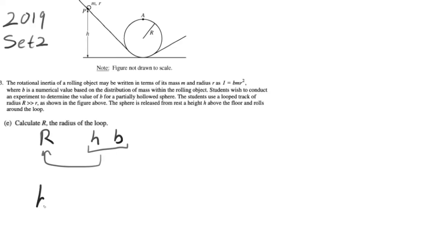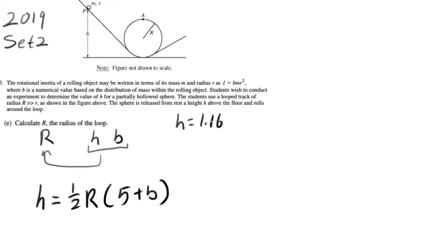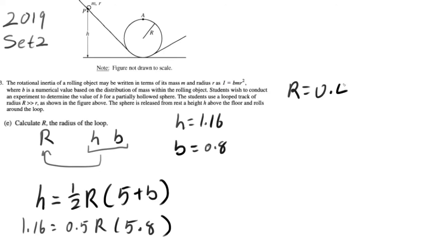We got that H equals 1/2 R plus B. Since we have this relation from part B, we have the value of H from part D of 1.16 meters, and we have B as 0.8, we can plug this all in to find R. So 1.16 equals 0.5 R plus 0.8, and use your calculator to get that R equals 0.4. And we need units. Since R is a length, we can use meters, since H is in meters too. And that's your answer for part E.